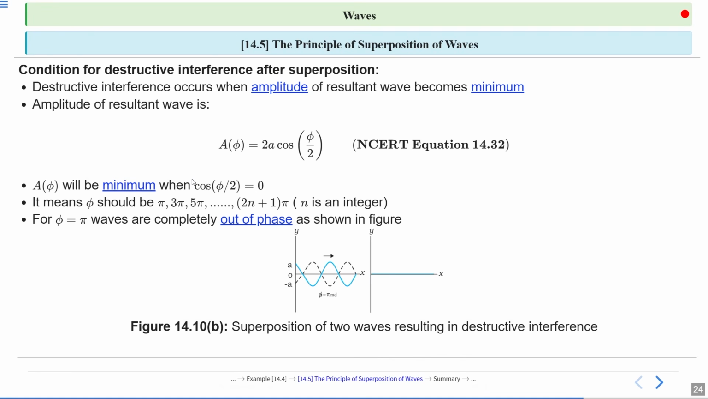So for phi equal to pi, waves are completely out of phase as shown in the figure. You can see in the figure that the peaks of one wave line up with the troughs of the other, resulting in complete cancellation. This is a classic case of destructive interference, as shown in figure 14.10b.